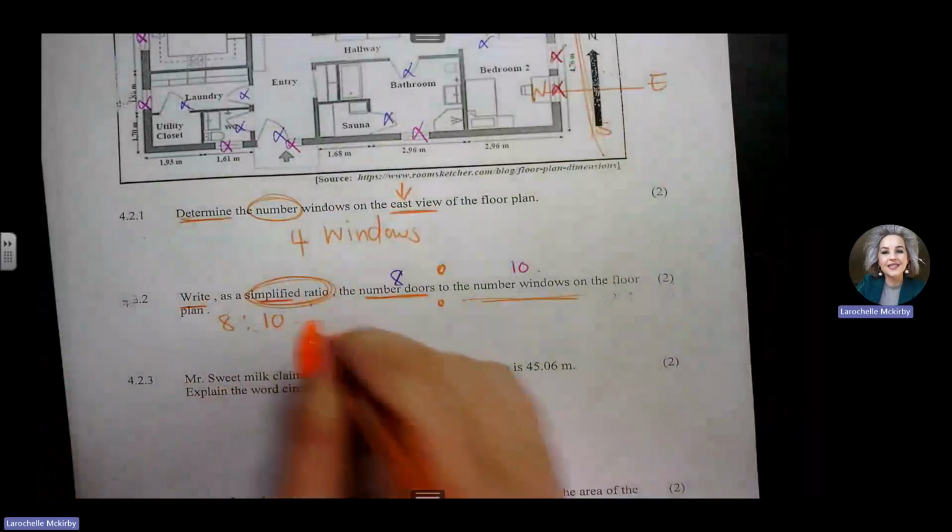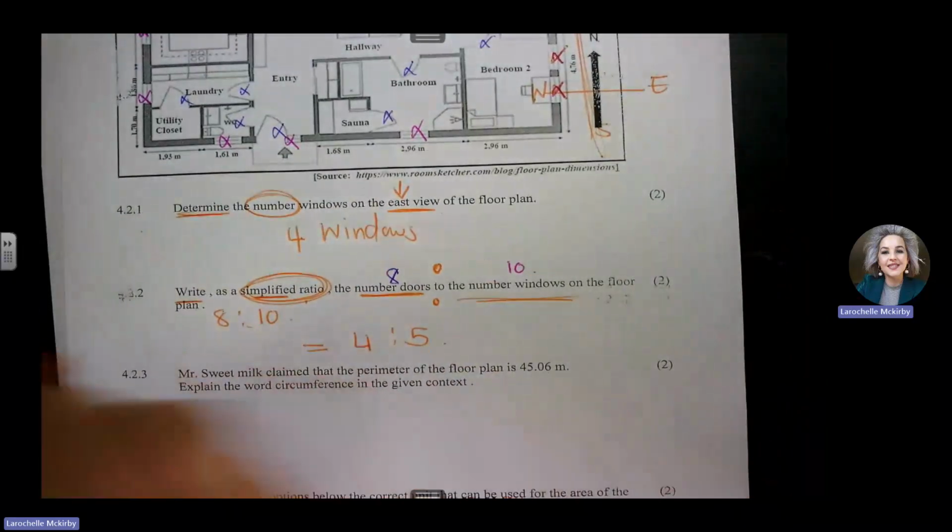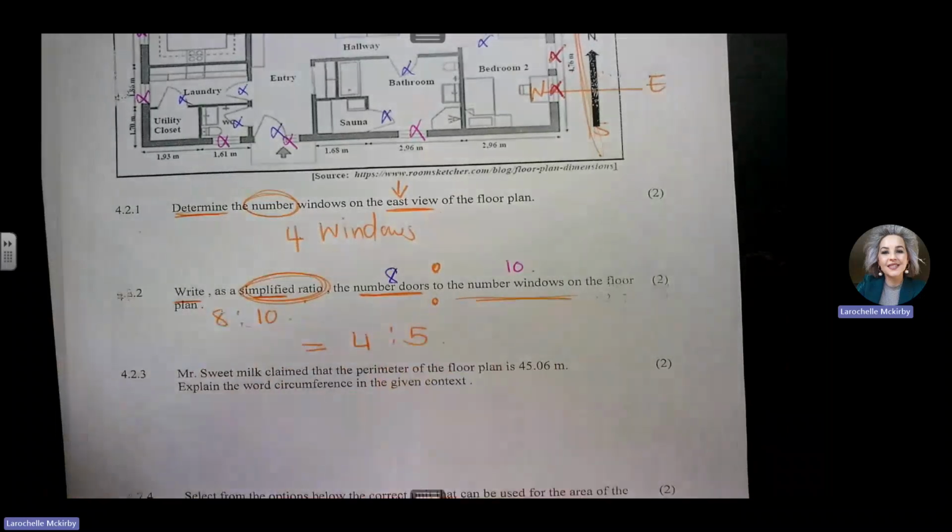Please, people, don't write this as a fraction. We are busy with ratios, so you need to write it down as a ratio.